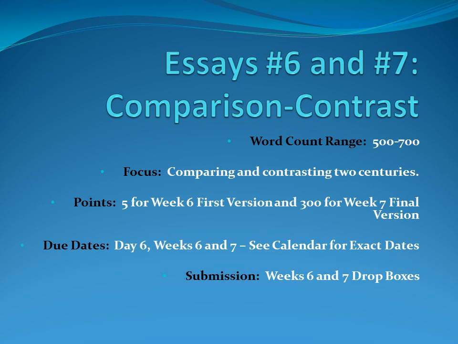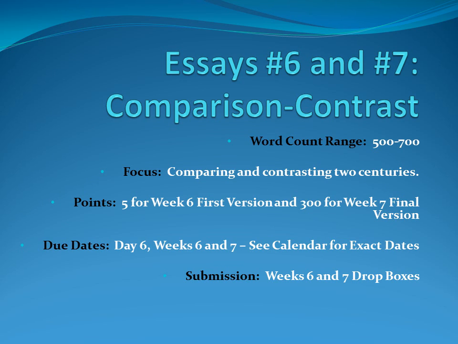This presentation will help you write essays number 6 and number 7. They are like weeks 4 and 5, the same essay, only two different versions. Word count range is 500 to 700 words, and you will be comparing and contrasting two centuries on one specific subtopic. The points are similar to weeks 4 and 5.